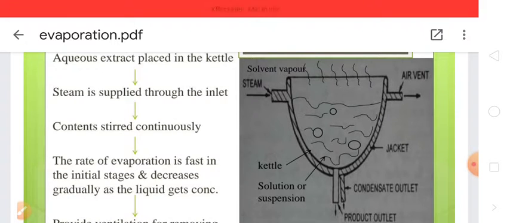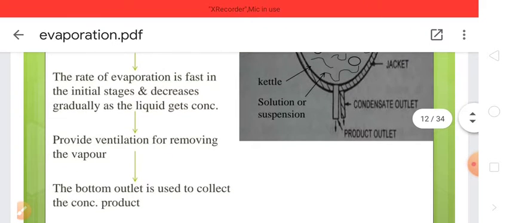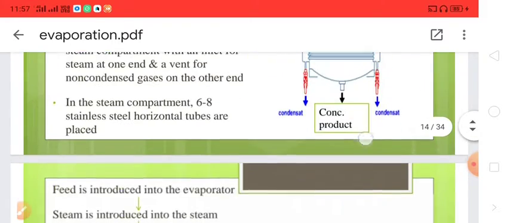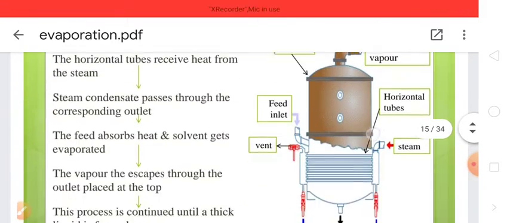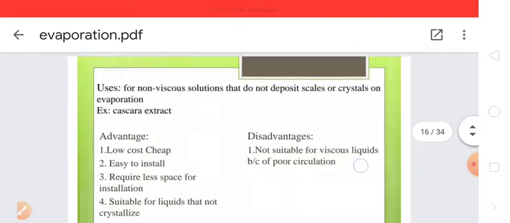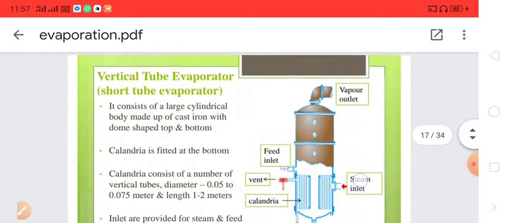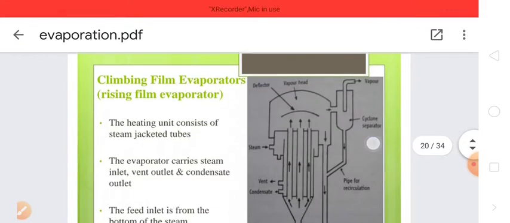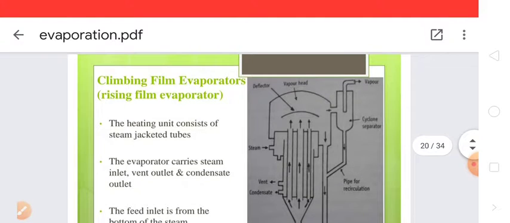We were discussing evaporation in the previous class. Now in part 2 we will discuss all the rest of the evaporators, which include the climbing film evaporator, also known as the rising film evaporator.